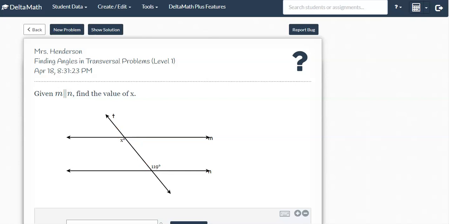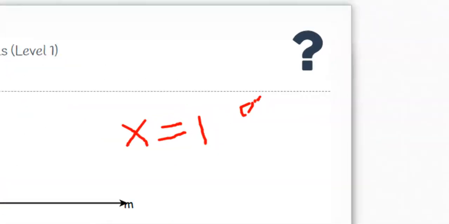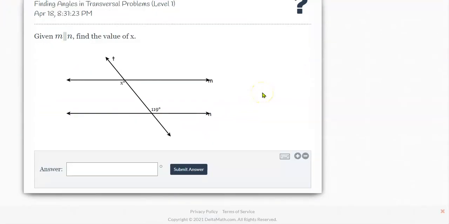So if I tell you that this obtuse angle is what I'm looking for, but I know the measure of another obtuse angle, then that means I know the measure of x. So in this particular example, because x and 119 are both obtuse, then they are equal in measure. So the answer is 119.